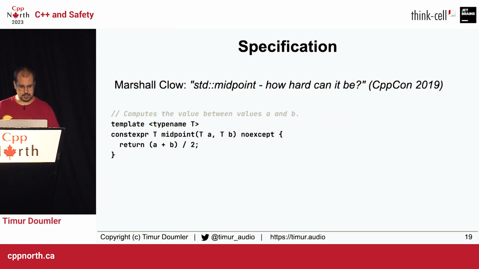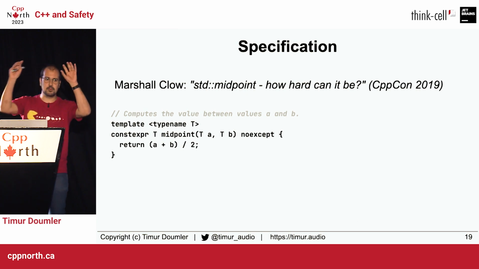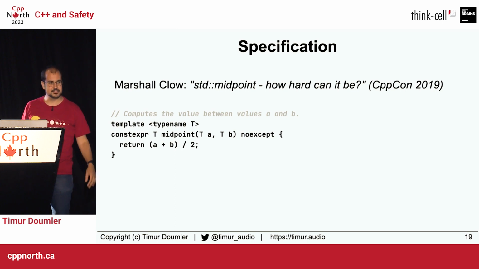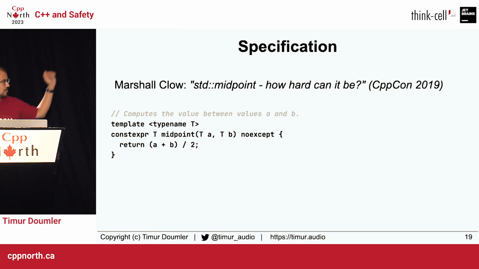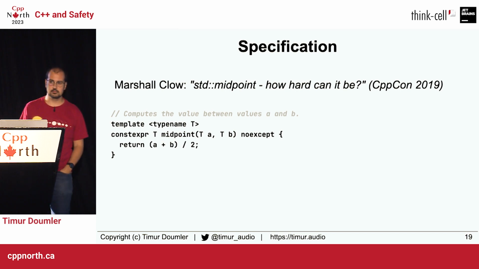So here's an example. This is a brilliant talk actually by Marshall Clow from CppCon from a few years ago, which is a one-hour talk that just talks about how to implement this one function, which we now have in the standard library, midpoint, which takes two numbers and gives you a number that's in between. How hard can that be? So here's an implementation. Is that implementation correct? No. Why not?